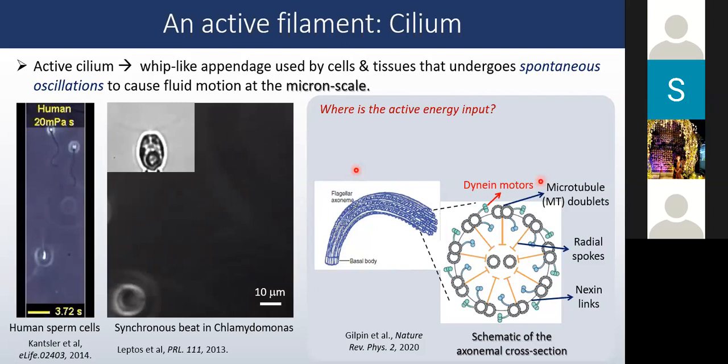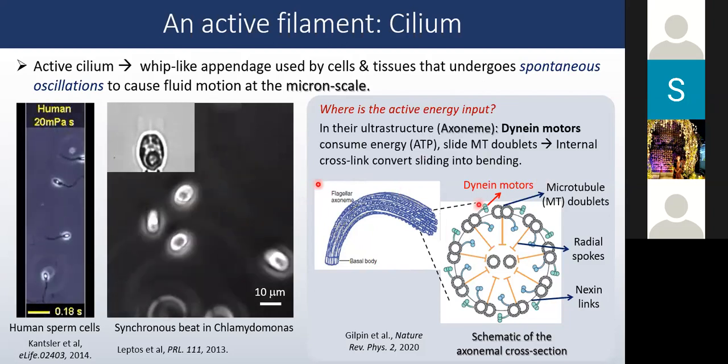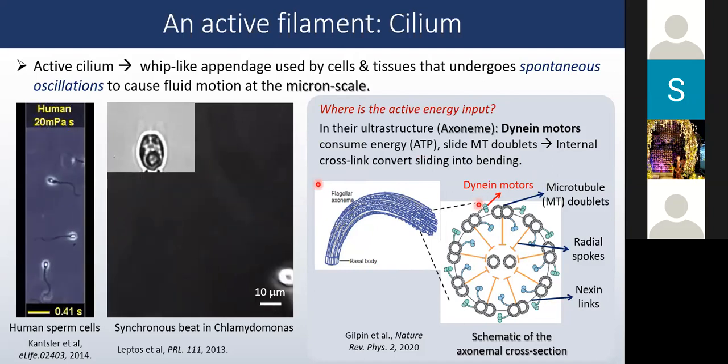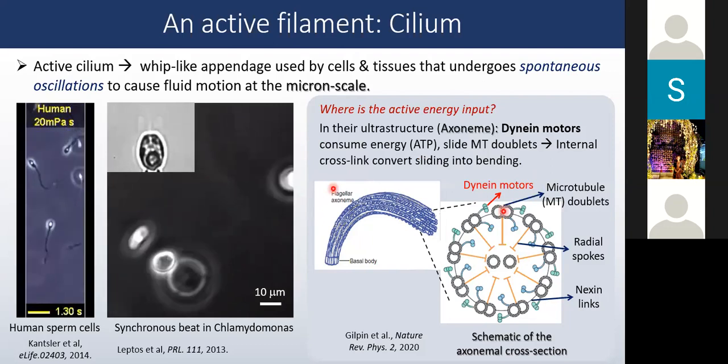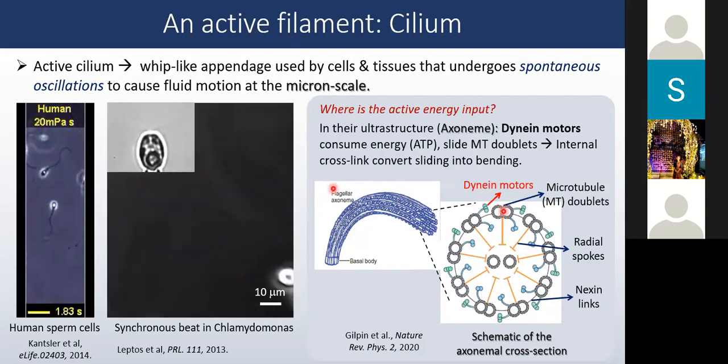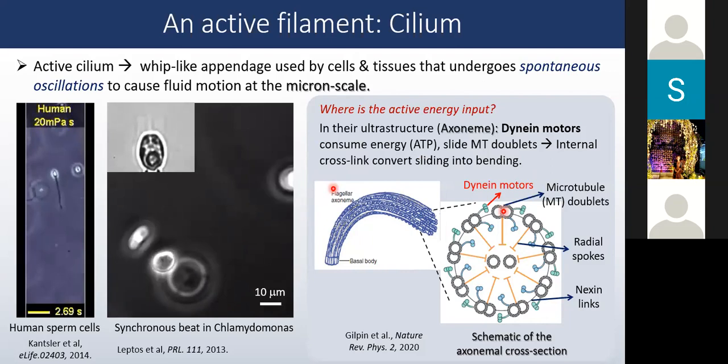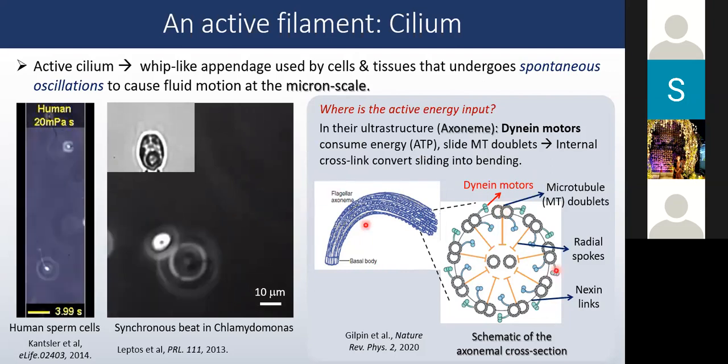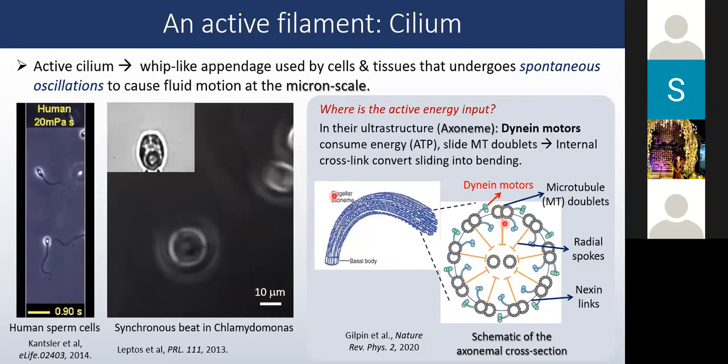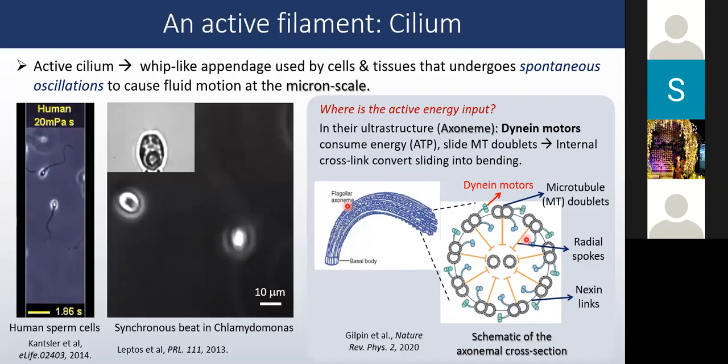So what do they do? They consume ATP, which is the chemical energy in this case, and they attach to the nearby microtubule and slide them. Now, when they attach to the microtubule and walk on it, normally the microtubules would just shear apart, but because this whole structure is cross-linked by all these protein structures, the sliding is converted into bending. That's how the active motors convert the sliding motion, the walking motion on microtubules, to this beautiful bending structure of the system.